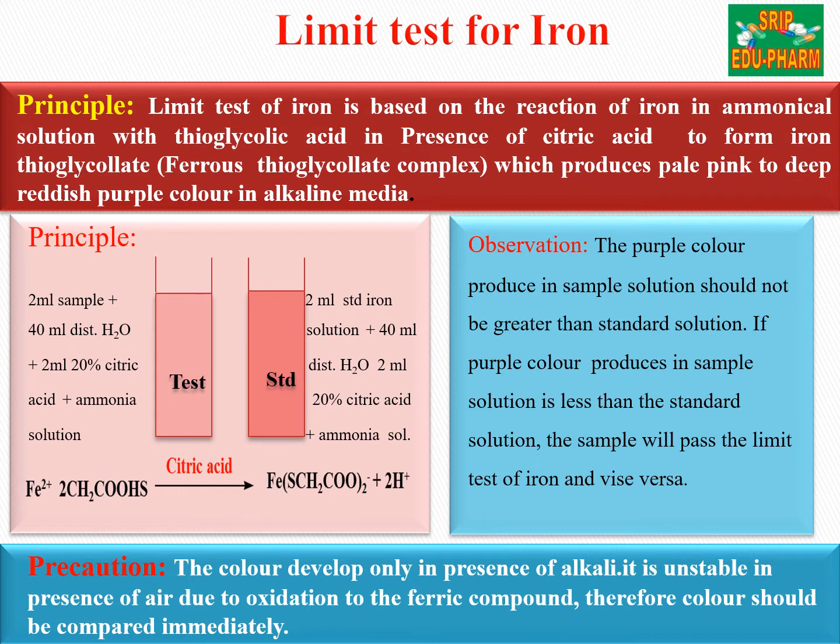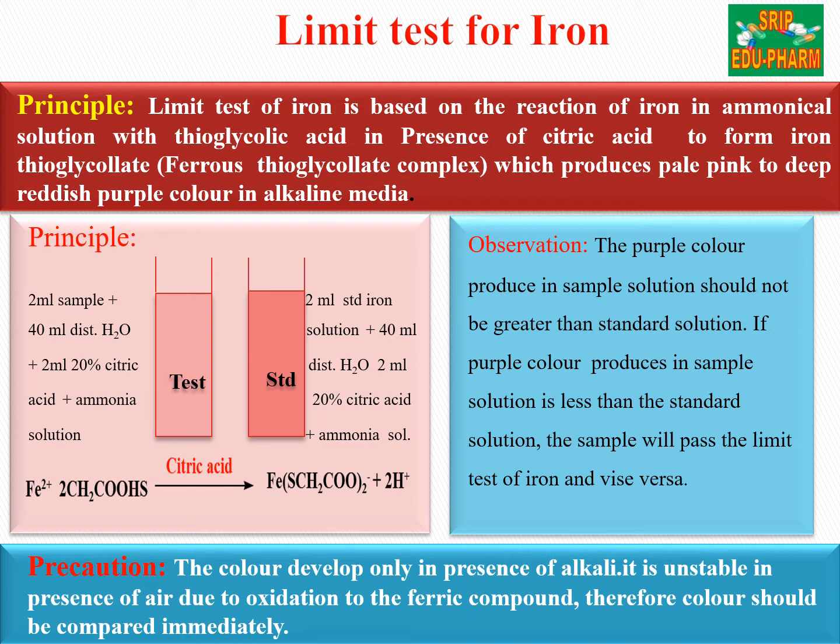For performing the limit test of iron, take two Nessler cylinders labeled as test and standard. In the first Nessler cylinder labeled as test, transfer a specific amount of sample dissolved in water and then make the volume up to 40 ml. In the second Nessler cylinder labeled as standard, take 2 ml of standard solution of iron diluted up to 40 ml with water.